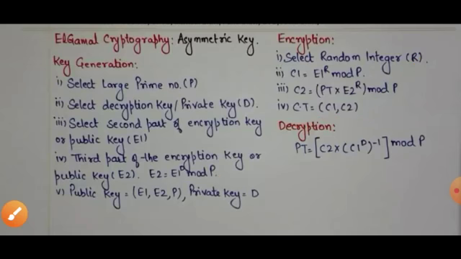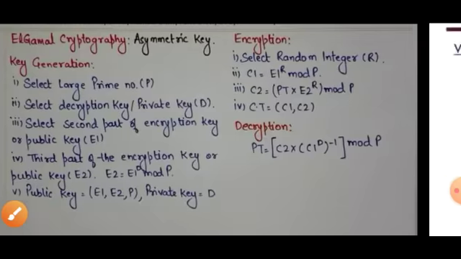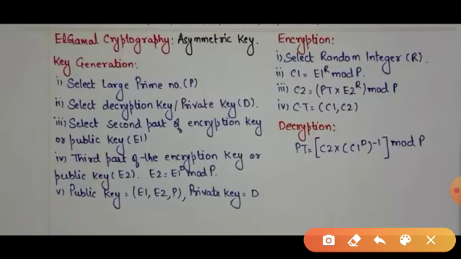Next, by using this formula, we are going to calculate C2: PT into E2 power R mod P, where PT is the plain text. Like that, we calculate C2, and then we have the ciphertext. On the decryption side, we use this formula to calculate the PT value. Like this, we calculate the values E1, E2, P, C1, C2.